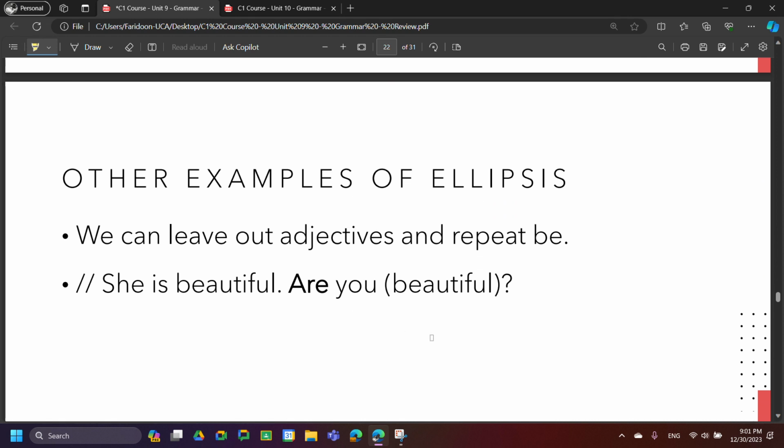Another example of ellipsis, let's say, we can leave out adjectives and repeat be sometimes. For example, she is beautiful, are you? So I'm not going to say the adjective again. I just need to say are you. I'm just repeating my be verb, and people know what I'm talking about. Okay.